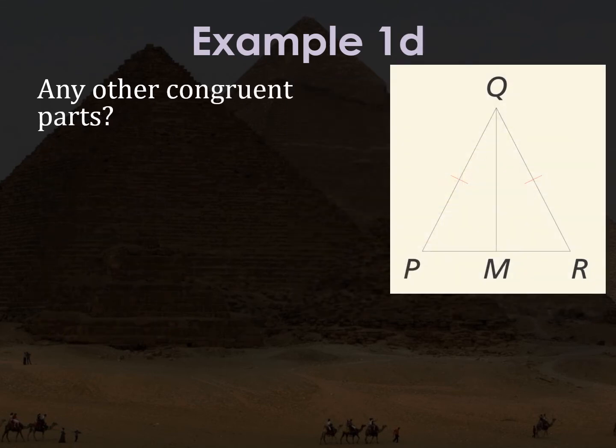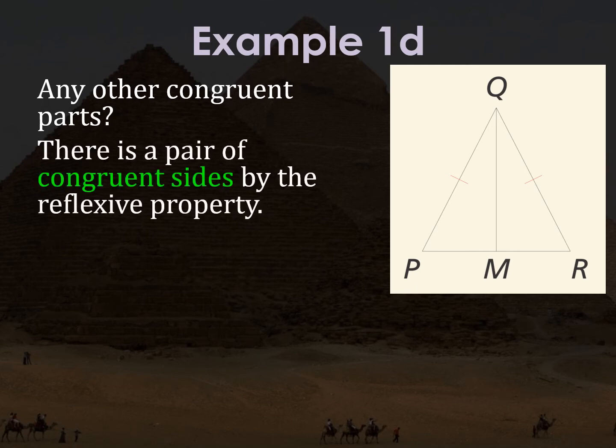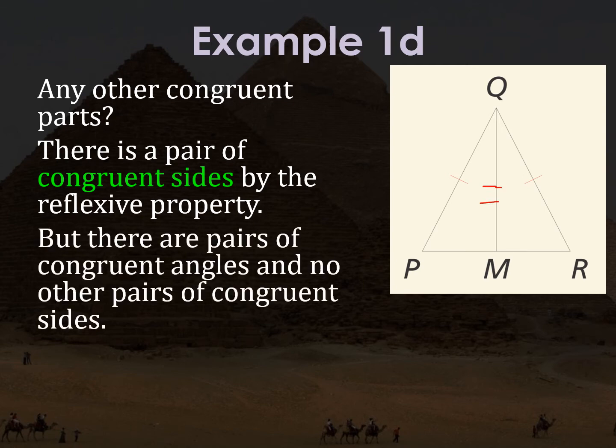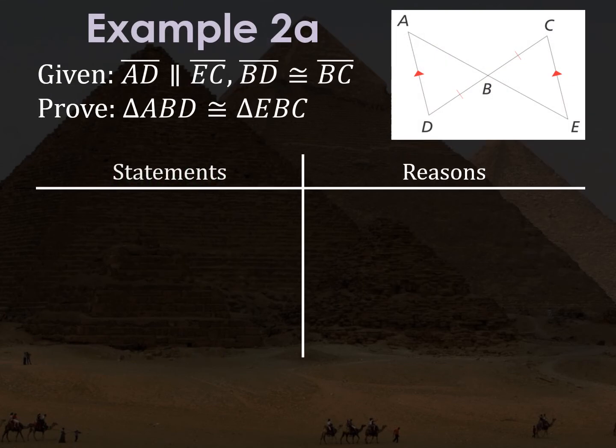1D, are there any other congruent parts? So we are given PQ is congruent to QR. We can also conclude that MQ is congruent to itself. So we have two sides, but there are no pairs of congruent angles, and we cannot conclude that the third pair of sides is also congruent. So again, we cannot find congruence. We only have two sides, but we don't have the third side, and we don't have the included angle.